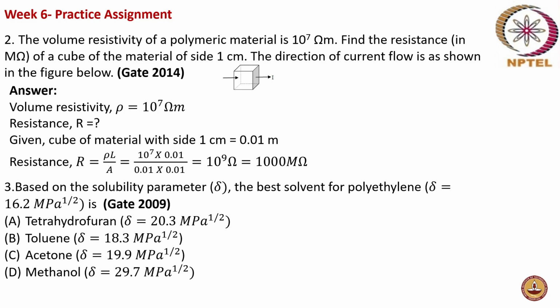One is tetrahydrofuran, for which the solubility parameter is 20.3 megapascal power half. The option D is toluene, which is 18.3 megapascal power half. Then third one is acetone, which is 19.9 megapascal power half. And the last one is methanol, which is 29.7 megapascal power half. Which of these is the best solvent, considering the solubility parameter of the polymer polyethylene and the solvents? You are able to get any idea? No. Okay, let's proceed with the answer. The actual answer is toluene with a solubility parameter of 18.3 megapascal power half.